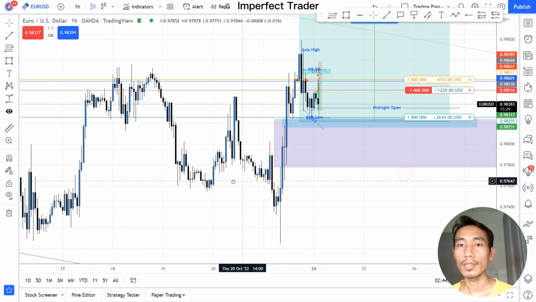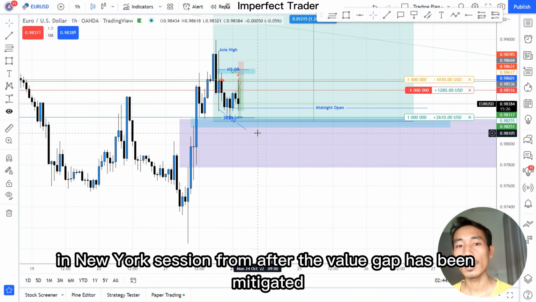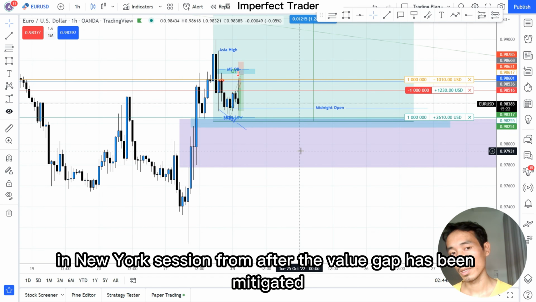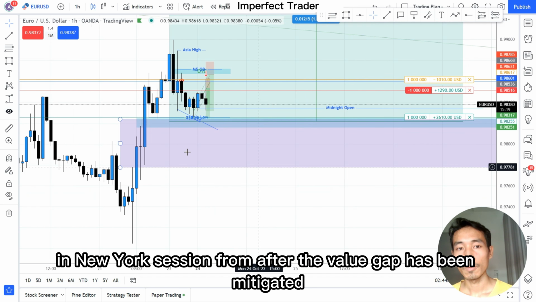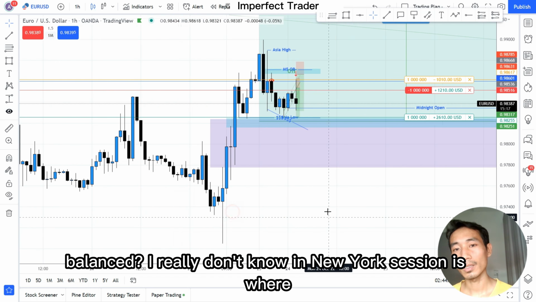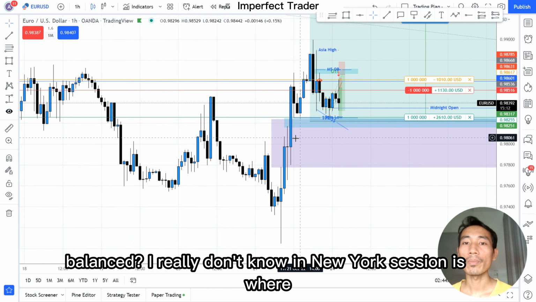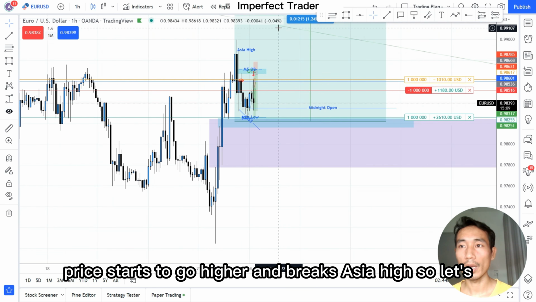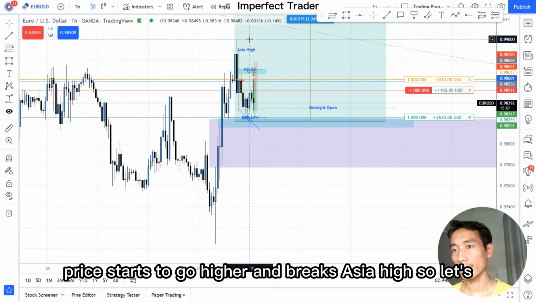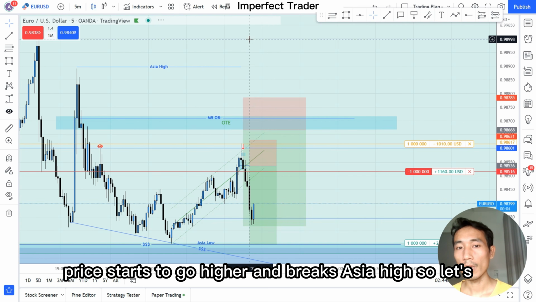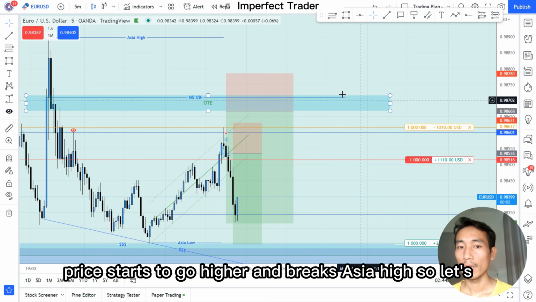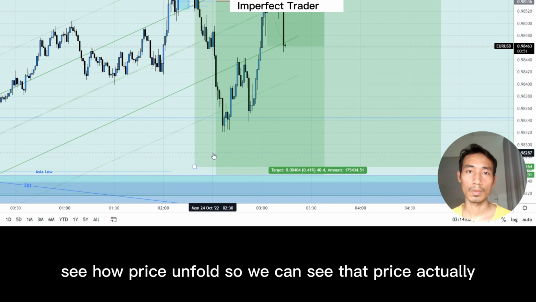And then in the New York session, after the fair value gap has been mitigated, balanced, I really don't know, in the New York session is where price starts going higher and breaks the A0 high. Let's see how price unfolds.